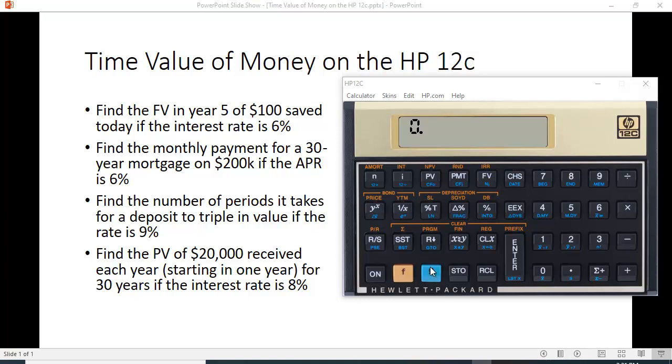I want to show you how to do some time value of money calculations on the HP 12C financial calculator. Now, this is one of the two financial calculators that the CFA Institute has said is authorized for the CFA exam. I'm not sure why the HP 10B is not, because it's actually not as sophisticated a calculator as this. The other one is the TI BA II Plus calculator.